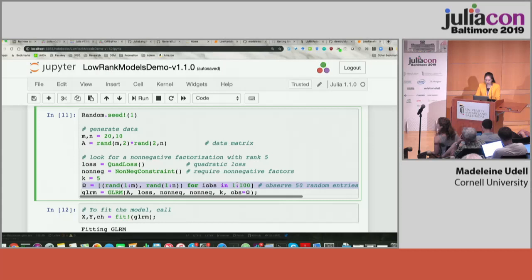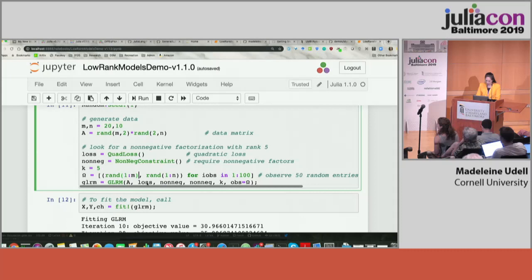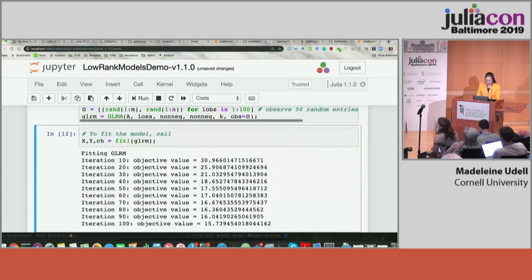Okay, I say I want a generalized low-rank model with a data table A. My loss is going to be the quadratic loss from above, the non-negative regularizer on both X and Y, and rank K. And my observation set is omega. Okay. So I'll run this, that generates the low rank model. And now to fit the model, I call fit generalized low rank model. And it returns to me the x, the y, and the convergence history, ch.